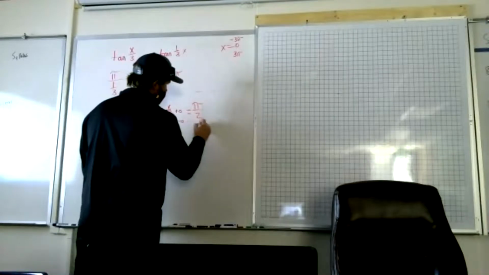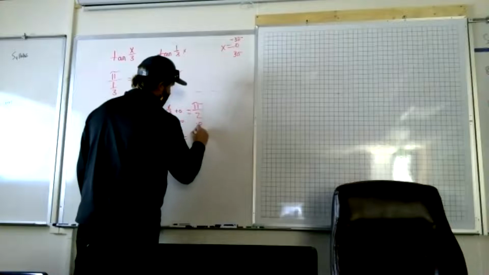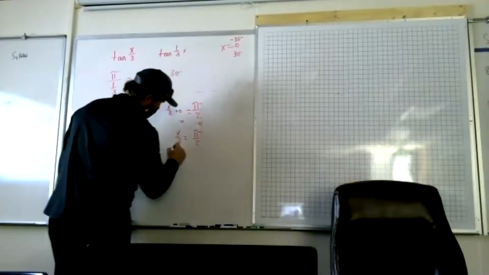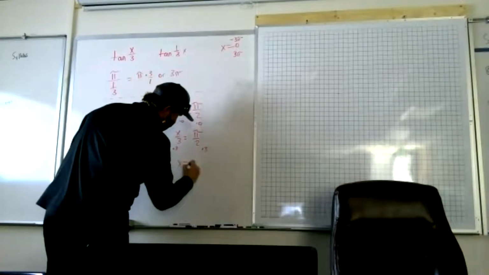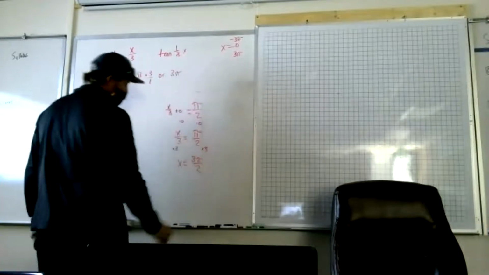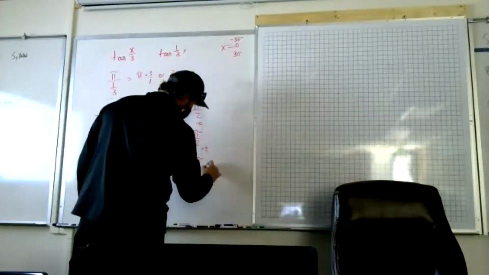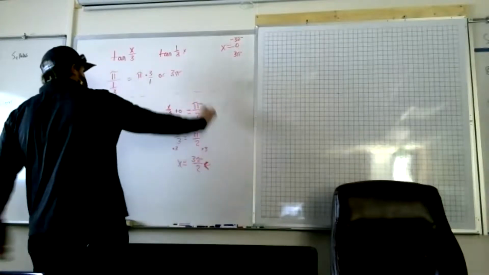Subtract 0 from both sides. x over 3 is equal to pi halves. Times 3 on both sides, and I get that x is equal to 3 pi halves. This is the first asymptote right there, going to the positive side, because it was set equal here.